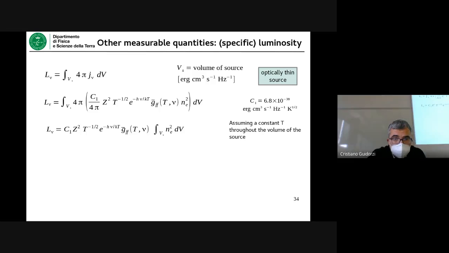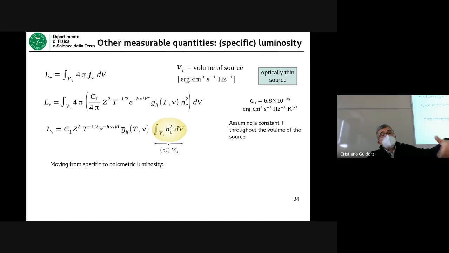Assuming, again, the same assumption of a constant temperature throughout the source. Again, in this case, you see that you have the integral of the square of the number density times the volume. In the previous case, it was a linear integral through the source. This is over the volume of the source. Again, in the literature, people might refer to this quantity as an emission measure.